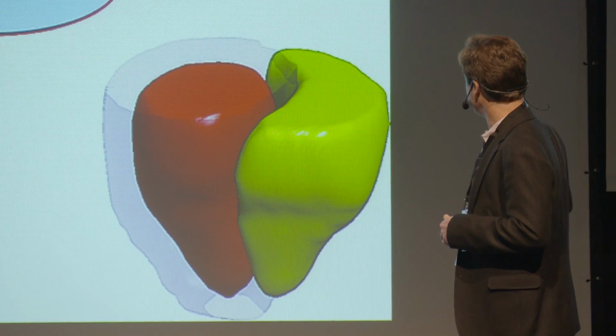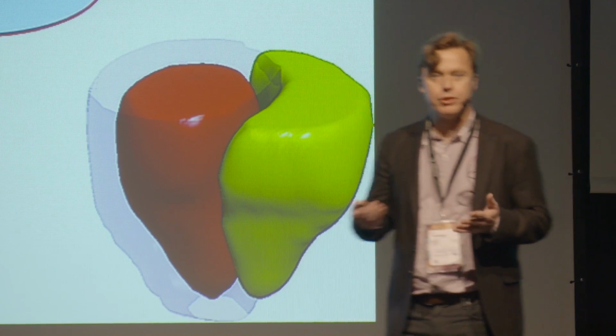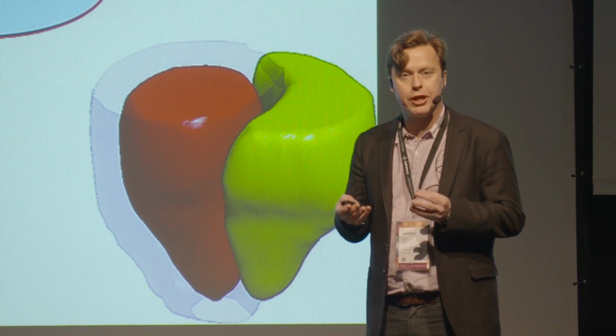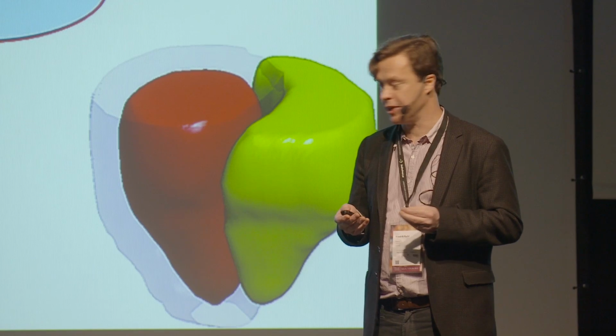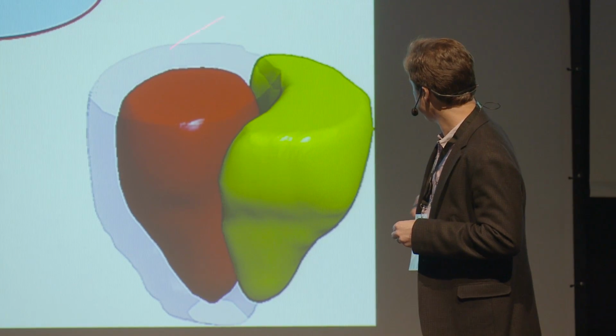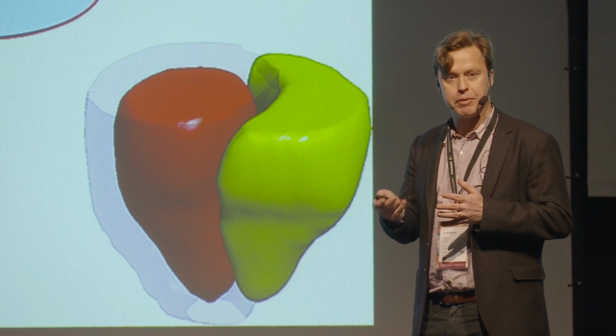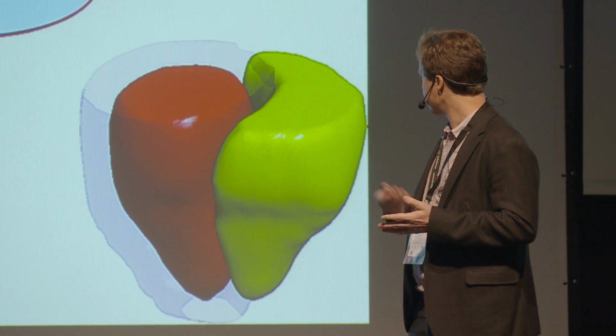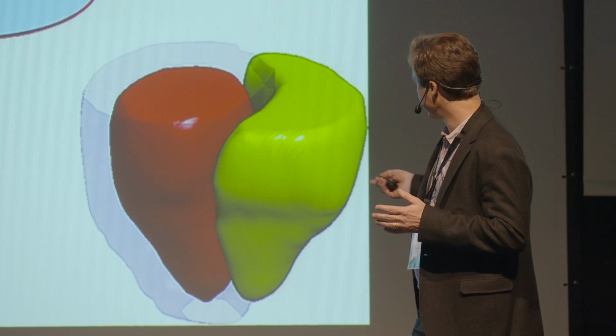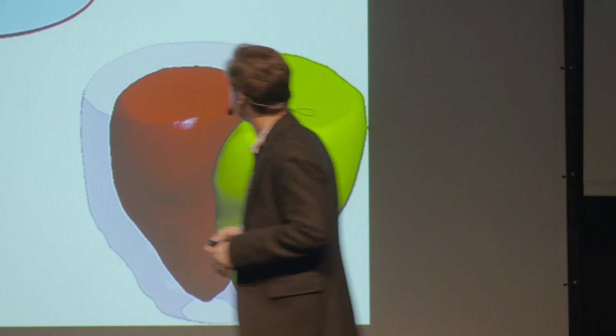Another research area is segmentation, which is the problem of partitioning an image into meaningful segments. In this case, it's an MR image that's been segmented into different compartments of the heart, so you see the right ventricle and left ventricle, etc.